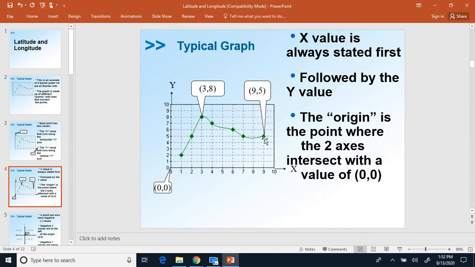And over here, instead of being 9, 5, it's 5, 9. So it's 5, 9 instead of 9, 5. So in social studies, it's the opposite: 2, 1, 5, 2, 8, 3, 7, 4, 6, 6, 5, 7, 5, 9. All right, so that's how it works in social studies. We go y and then x, because y is our latitude. That tells us how far north or south we are of the equator.